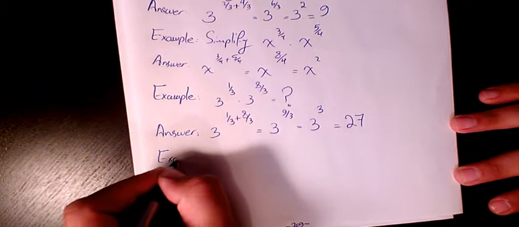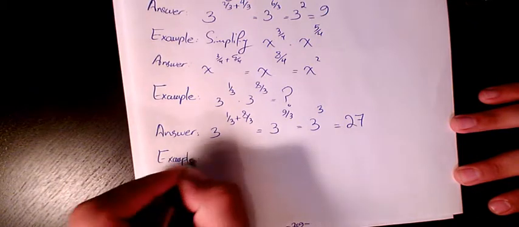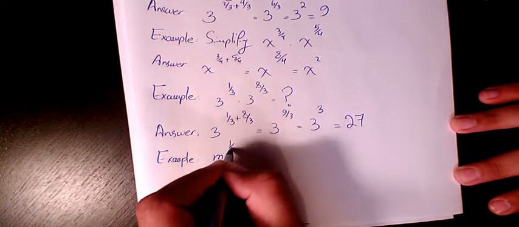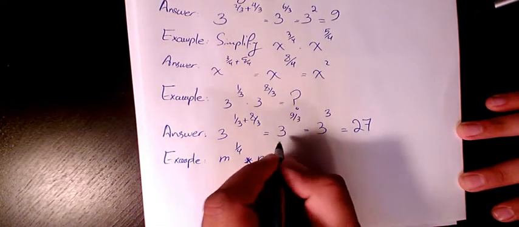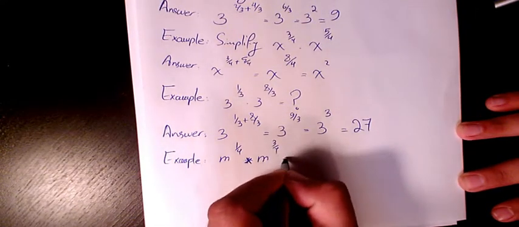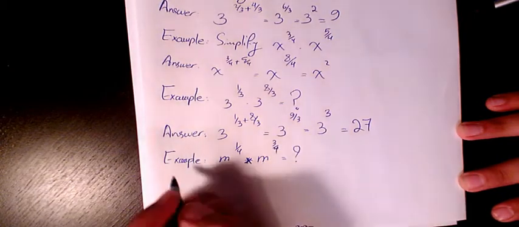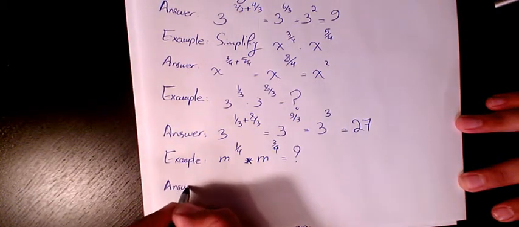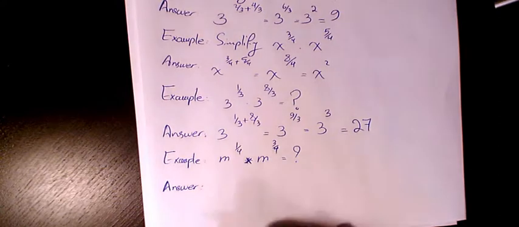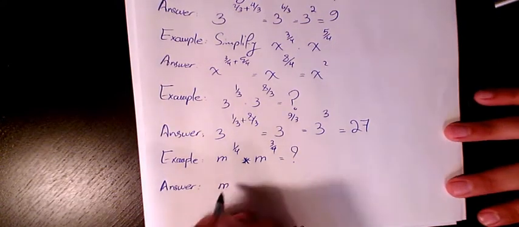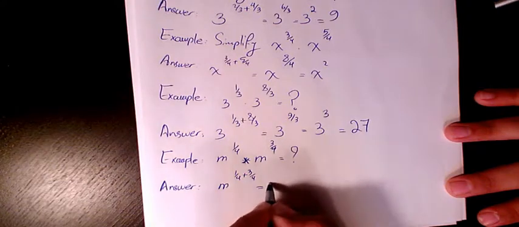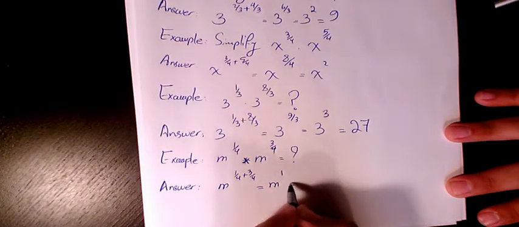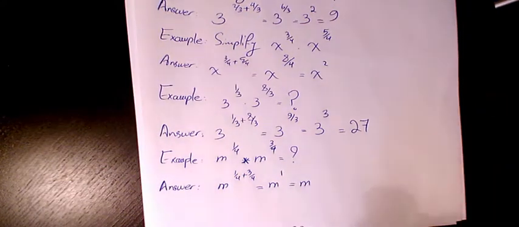Next example, you have m to the power of 1/4 times m to the power of 3 over 4. Answer will be m to the power of 1 over 4 plus 3 over 4. It's going to be m to the power of 1, which is going to be just m.